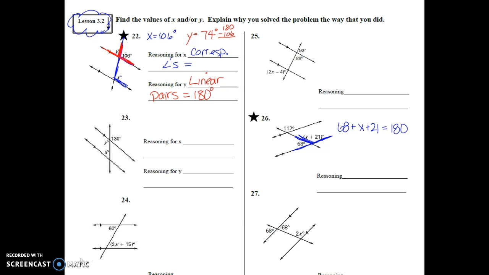Or, if I prefer, I can use 112 along with the x plus 21, and then I notice that I have the F. So I know x plus 21 is equal to 112 because they're corresponding. So for my reasoning, right here, I only need one of those. Linear pair equals 180 degrees, or corresponding angles are equal. Both of them get you to the same answer.